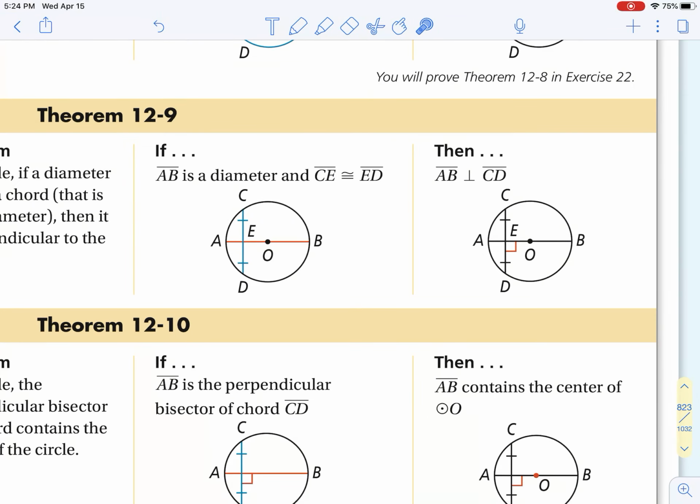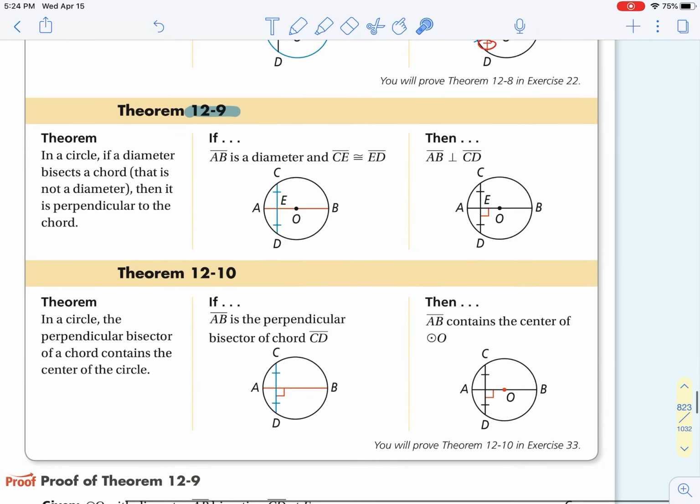12-9, basically, if AB is a diameter and CE is equal to ED, so this is CE and ED, then there we go, it is perpendicular. So again, that's basically the opposite, or the converse. And then let's take a look at theorem 12-10.